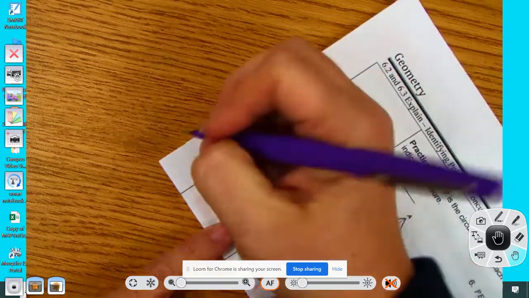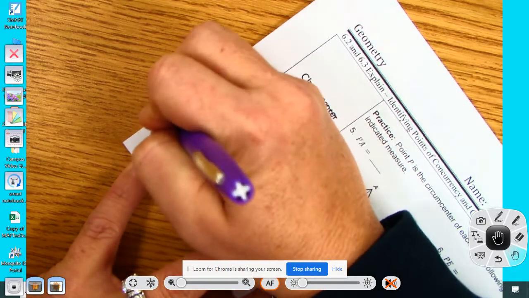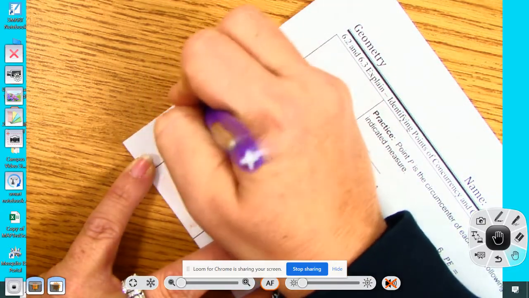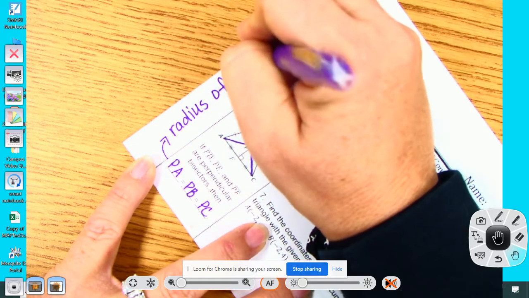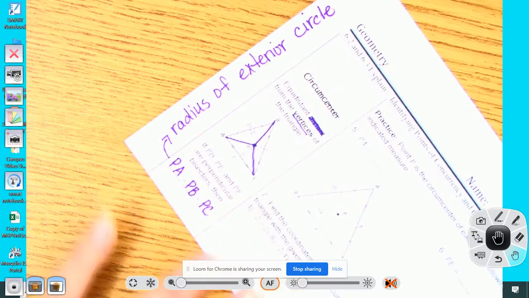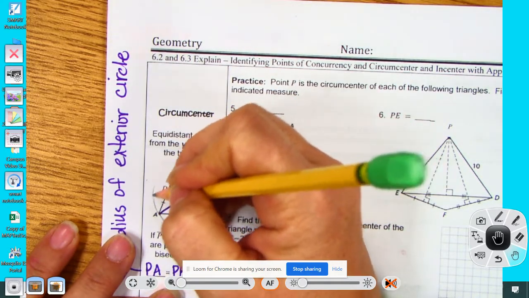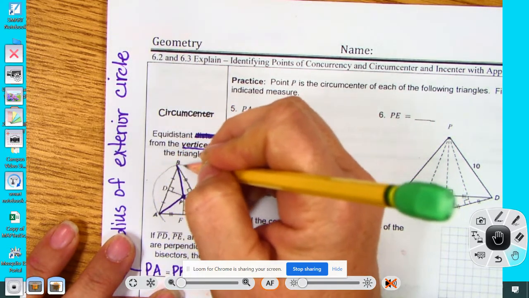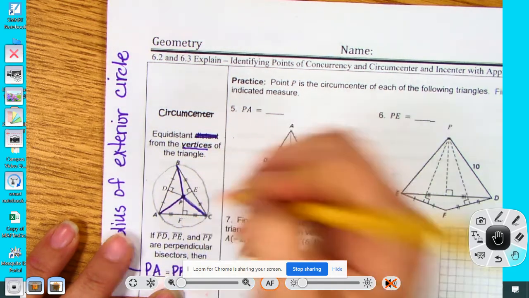So I'm going to write that on the side here. These are the radius of the exterior circle. And then maybe make myself another lopsided circle so that I can remember.